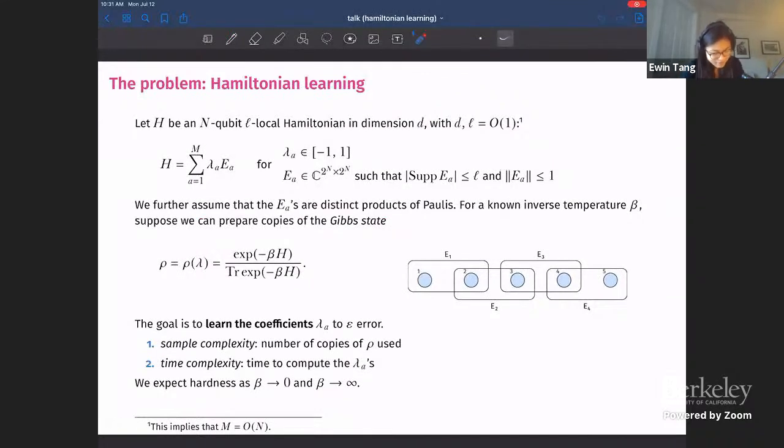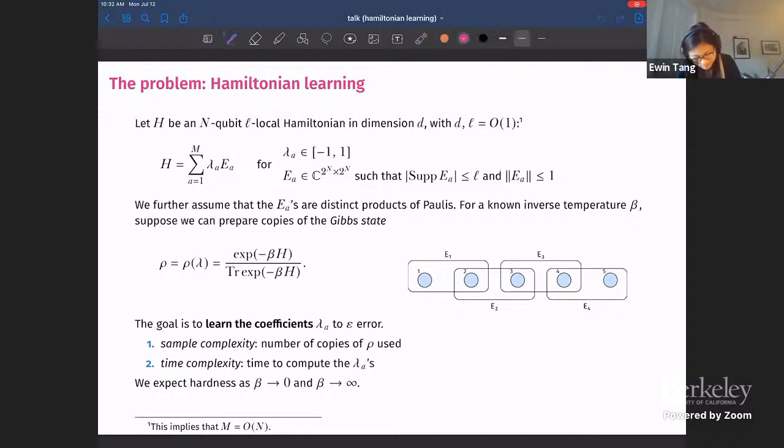So the setup here is that we have an n-qubit Hamiltonian, and we assume that it's L-local and in some ambient dimension D. These are both constants, D and L, so we don't have to worry about them if you don't want to. Our Hamiltonian H is a linear combination of terms where the coefficients are valued between -1 and 1. The terms are just local terms, so they're operators on n qubits that have support at most L and have operator norm at most 1.